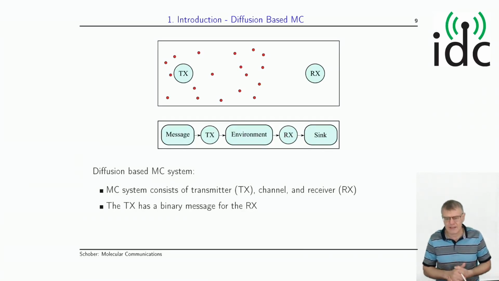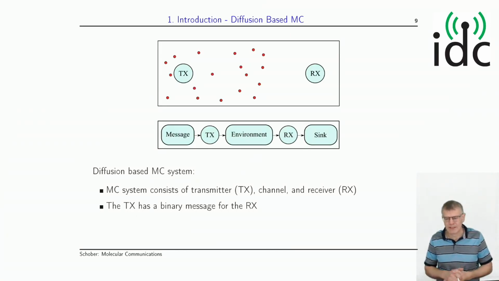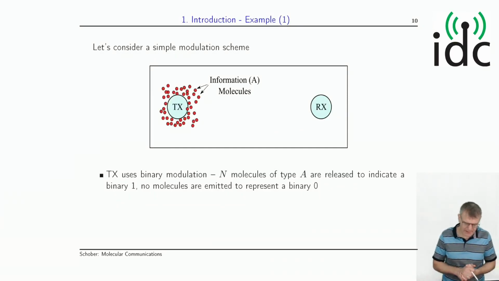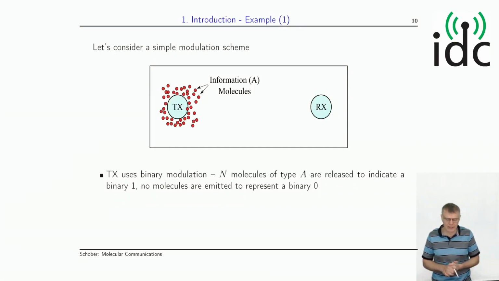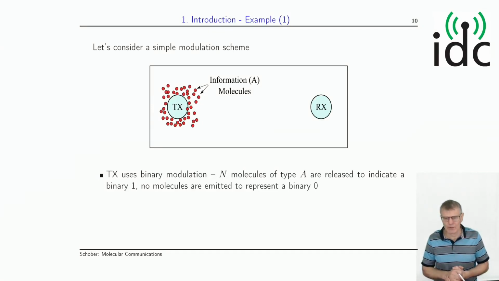In the simplest case, we may assume that the transmitter has a binary message to deliver. Of course, in nature the messages are not always binary. Often they are, so it's just that either a signaling molecule is present or not, sort of an on-off behavior. But there are also other examples where it cannot be easily mapped into a binary message. But let's assume that it can be mapped into a binary message, and in this case, for example, the transmitter may emit a certain number of molecules whenever it wants to send a binary 1, and not emit any molecules when it wants to send a binary 0.